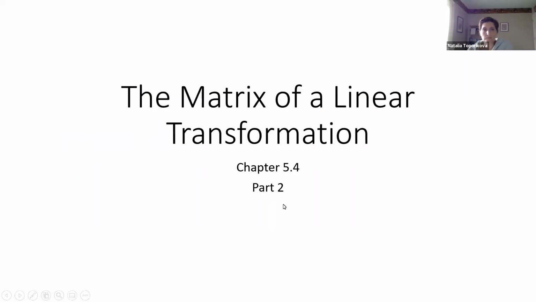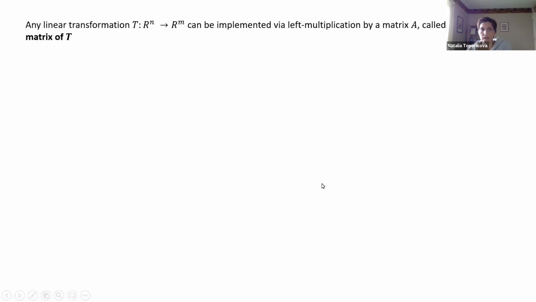Hello, this is the second part of chapter 5.4, and we will talk about the matrix of a linear transformation from any dimensional space to another any dimensional space. Let me remind you that any linear transformation from n-dimensional to m-dimensional space can be implemented by left multiplication by a matrix A. We call this matrix the standard matrix of transformation T.